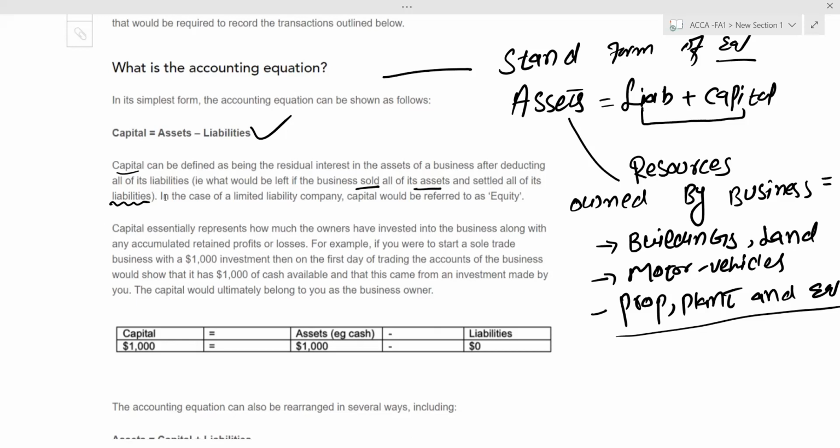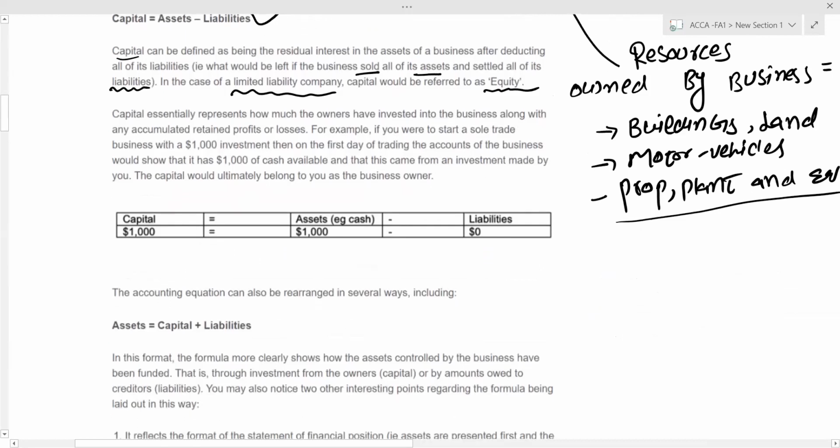So after settling all the liabilities and selling all the assets, what is remaining? That is capital. In the case of a limited liability company, we will discuss in the business organization chapter that capital is referred to as equity. Capital essentially represents how much the owners have invested: investment funds provided by the owners of the business.